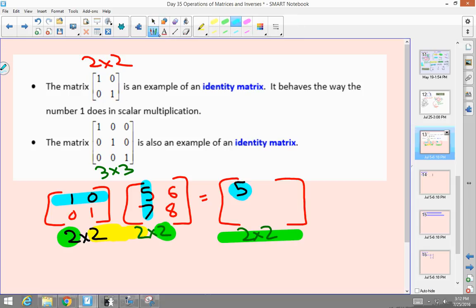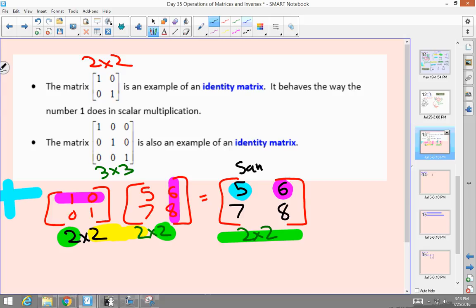If I was trying to pair up for this coloring, I would have there and there. 1 times 6 is 6. 0 times 8 is nothing. So I'm left with 6. And if you did the rest, you would get 7 and 8. It didn't change. Same guy.